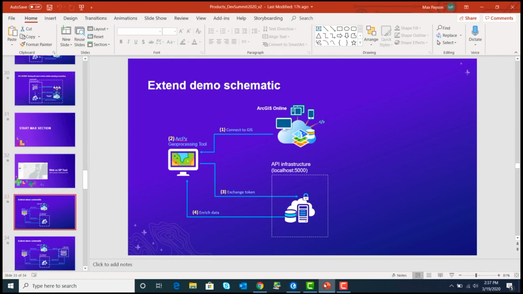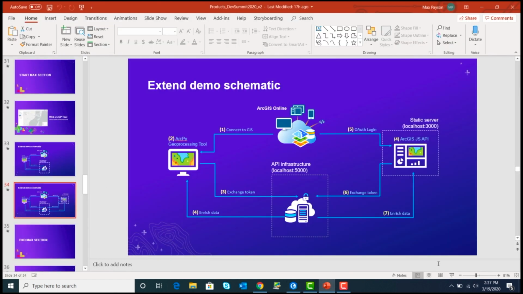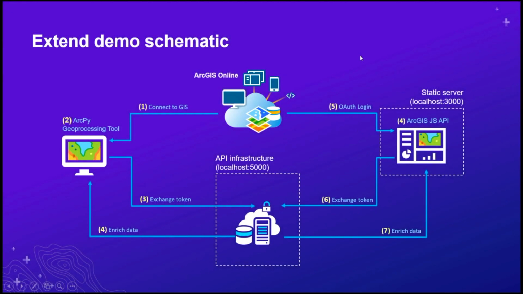Okay, so how does this one work? It's conceptually quite similar to Pro, right? So now what's happening is from the JavaScript API that's served out over a static server, I implemented the named user OAuth login. So I am Payson_startups login with my ArcGIS account, which then allows the JavaScript API to connect into ArcGIS Online and also receive a token for the user account.